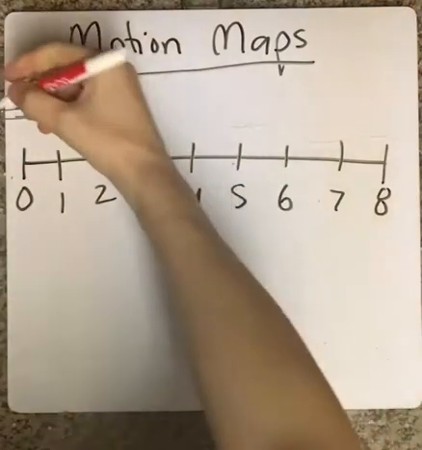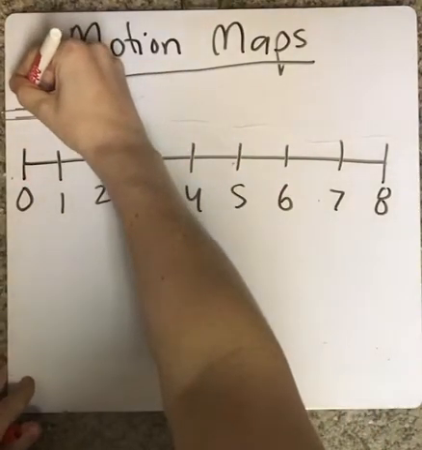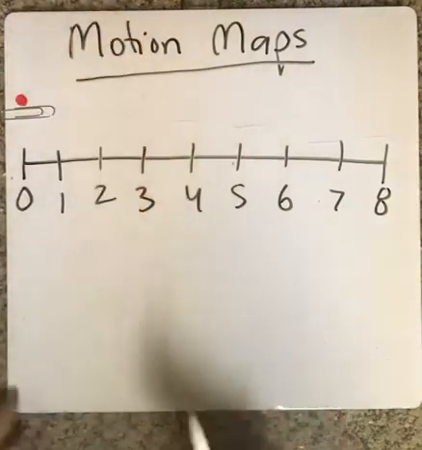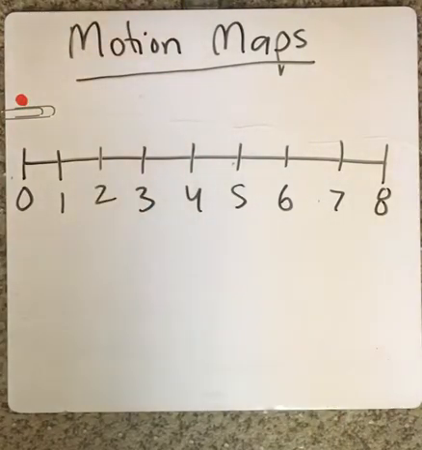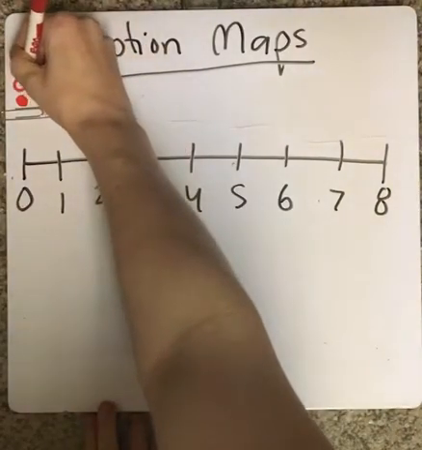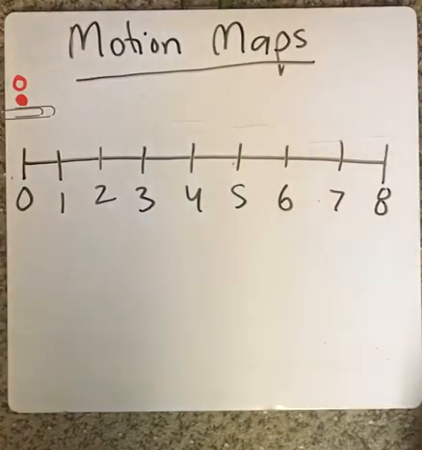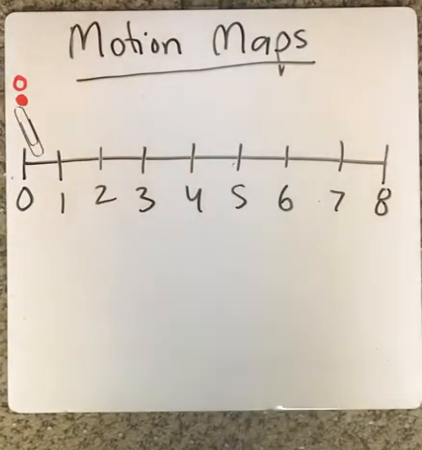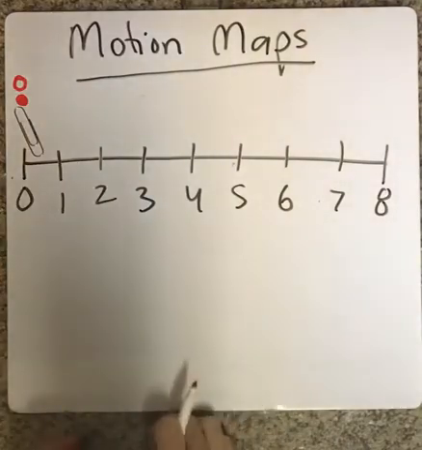So on a motion map, what you do is you start by placing a dot at the initial position of the object, and you give it a number. And the first dot is always given the number 0. What that means is when the timer was 0, this is where the object was located.